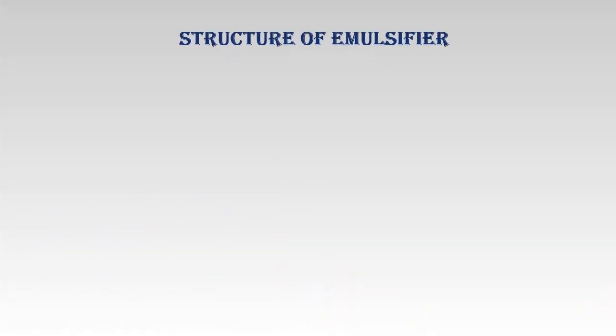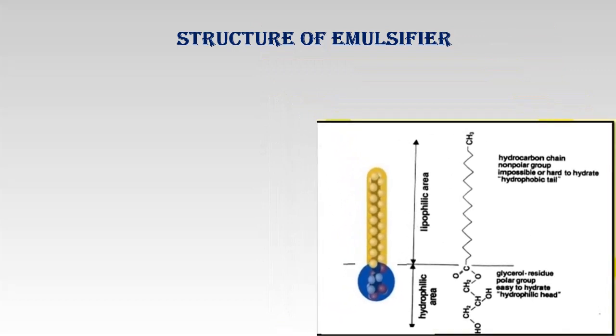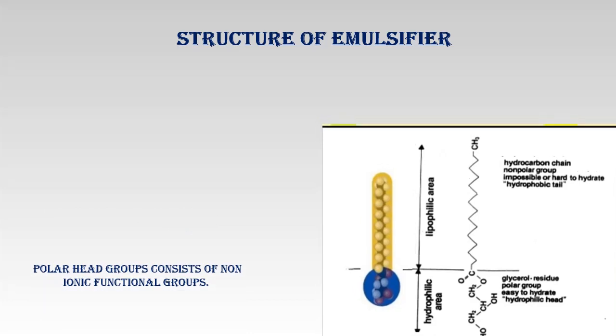Emulsifier structure. This figure shows the emulsifier structure. Emulsifiers are used to reduce surface tension between two immiscible phases by their molecular structure, that is amphiphilic, with a hydrophobic or lipophobic head and a hydrophilic or lipophilic tail. Lipophilic tails are composed of C16 or longer fatty acid molecules. Polar head groups consist of non-ionic functional groups.